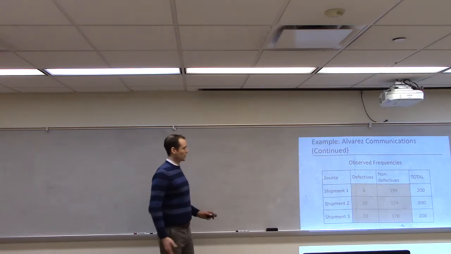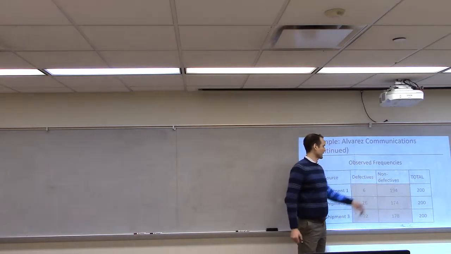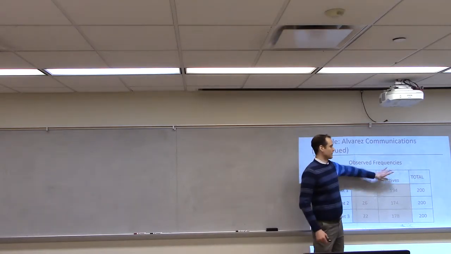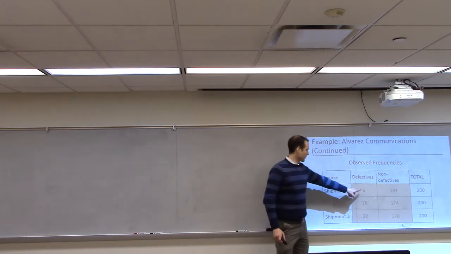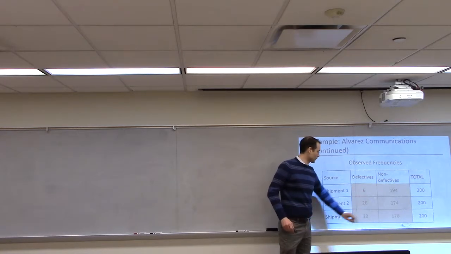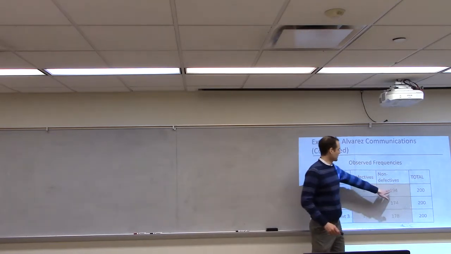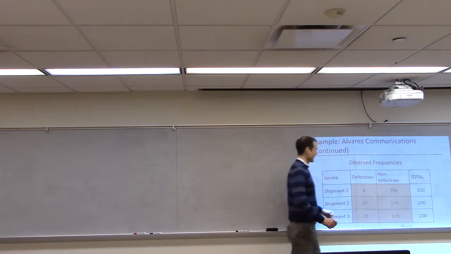So let's get our observed frequencies with all the possible outcomes, defective, not defective. Those are the only possible outcomes here. Supplier 1, supplier 2, supplier 3. This is from the problem. 6 defective, 26 defective, 22 defective. And the other possible outcome then out of 200 would be 194, 174, 178.